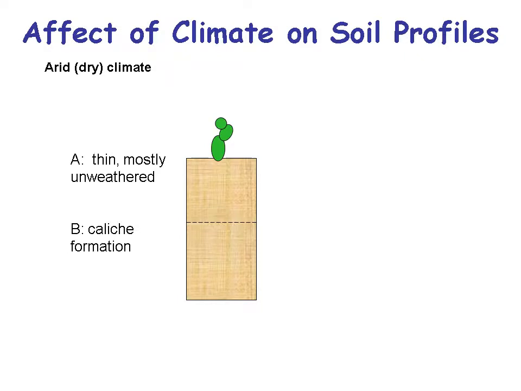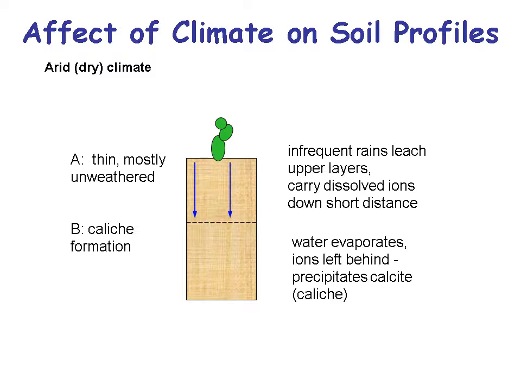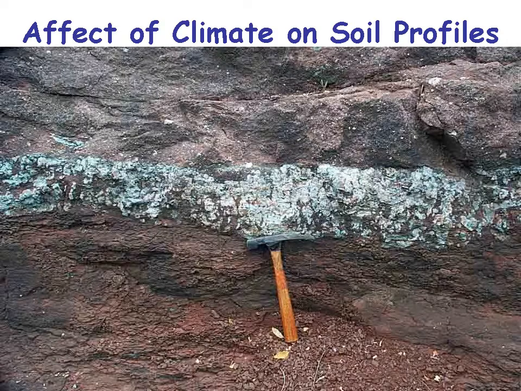Okay, so if we diagram that out, in an arid area, you get a thin, mostly unweathered area, because infrequent rains leach upper layers and carry dissolved ions down a short distance, down to the B layer, where you get caliche formation. Water evaporates, ions are left behind, and precipitate out and form that caliche rock at the top of the B layer. So if you're putting a fence post in where you live in an arid climate, you're going to have to rock bar out and knock through that caliche layer to get through it. And here you see a caliche layer in an arid area.